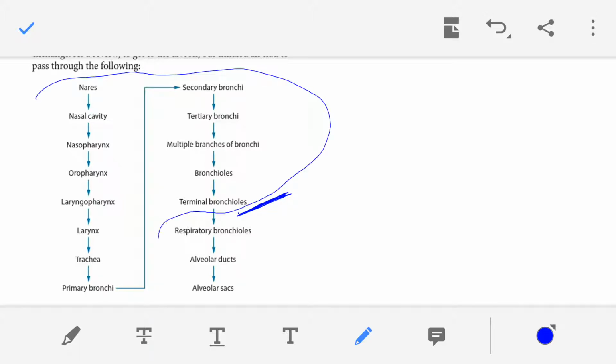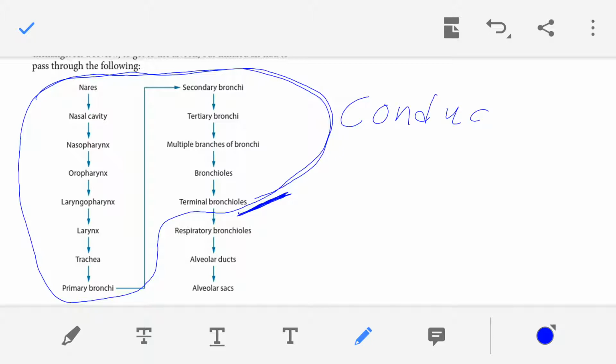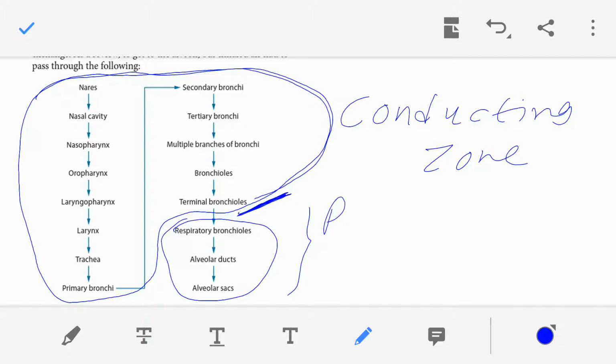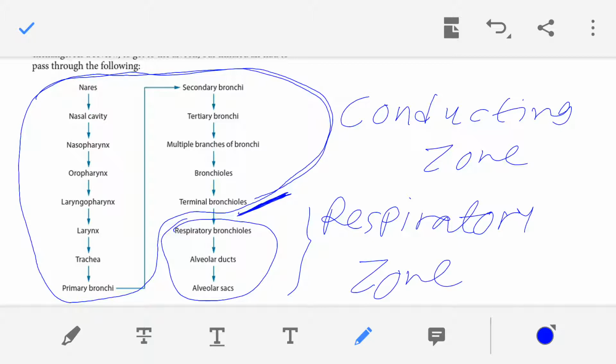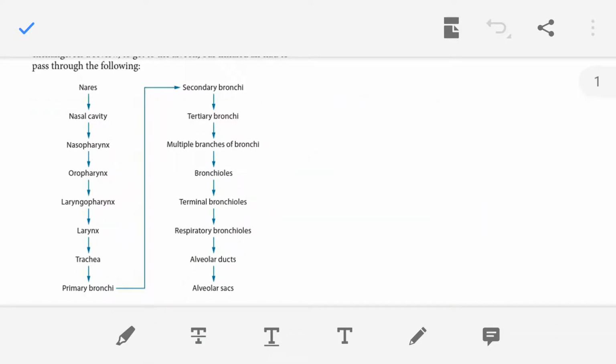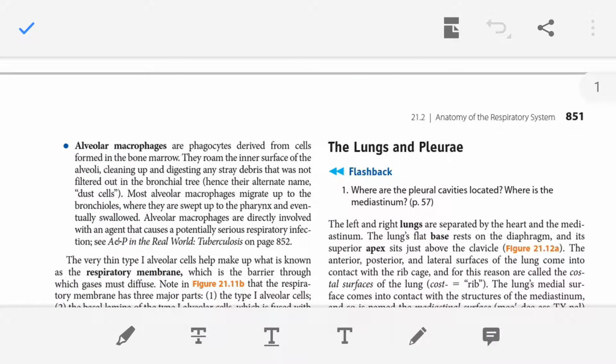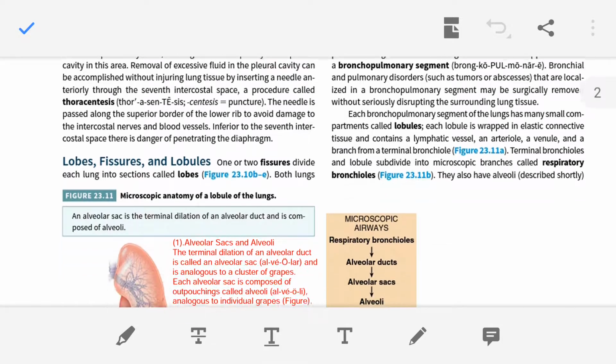And one more thing, up to here, this entire zone is the conducting zone, and this one, from the respiratory bronchiole onwards, is the respiratory zone. So this thing we are keeping in mind, and now we are starting this presentation lecture. That concept map is for your memory aid.